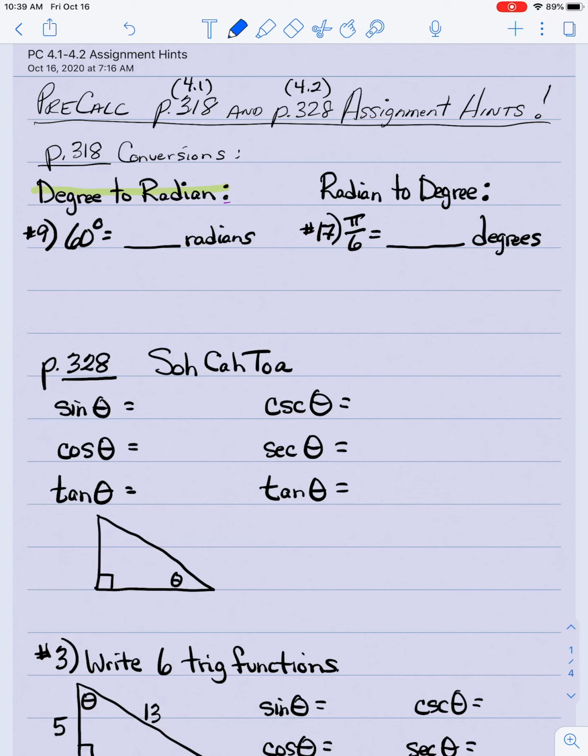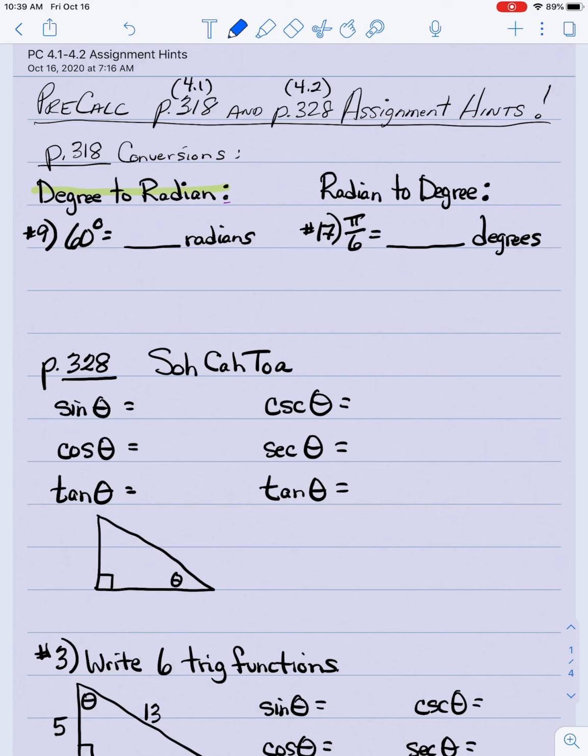Okay, so in section 4.1, the only thing I wanted you to try was to be able to convert from degrees to radians and radians to degrees. I'm not going to go into a lot of detail right now about what is a radian. There's a secondary video posted on Schoology. You can take a look there if you want to see what that has to do. Okay, so essentially here's what we're going to do.